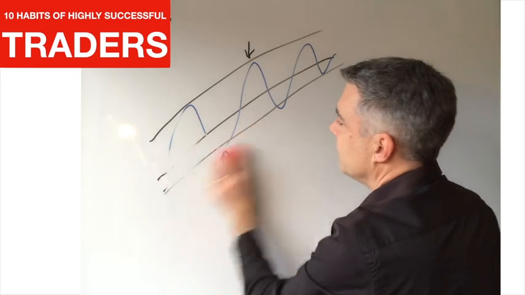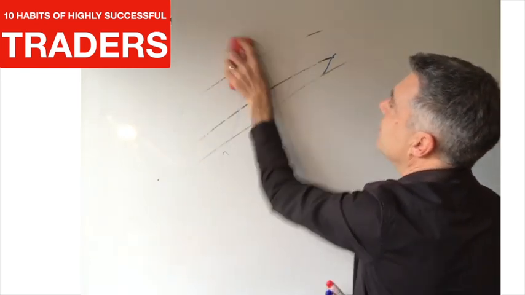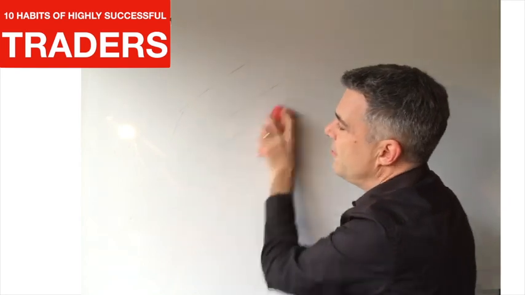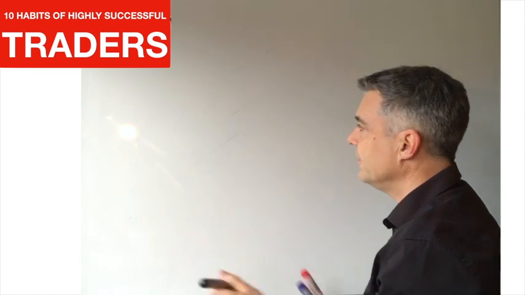So that's it. That's what happens in a trend. People are going to be looking to sell from the top, and they're going to be looking to buy from the bottom, and that's where you're going to be looking to find your trade setups.